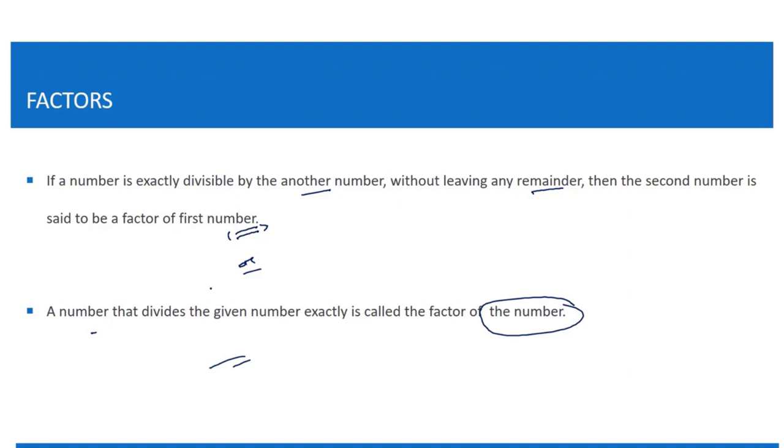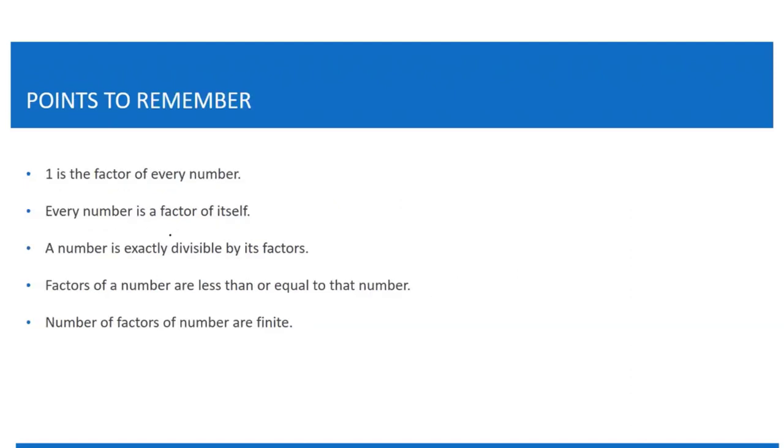Let us check out here what happens. You are supposed to remember some points here. One is a factor of every number. So every number is a factor of itself. This is the second point. Whenever you find the factors for any number, one and the number itself are going to be factors. Then the third point: a number is exactly divisible by its factors.